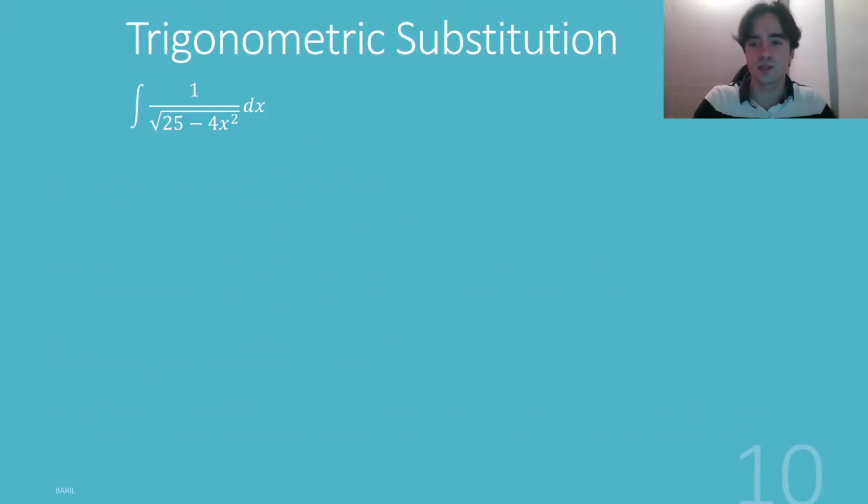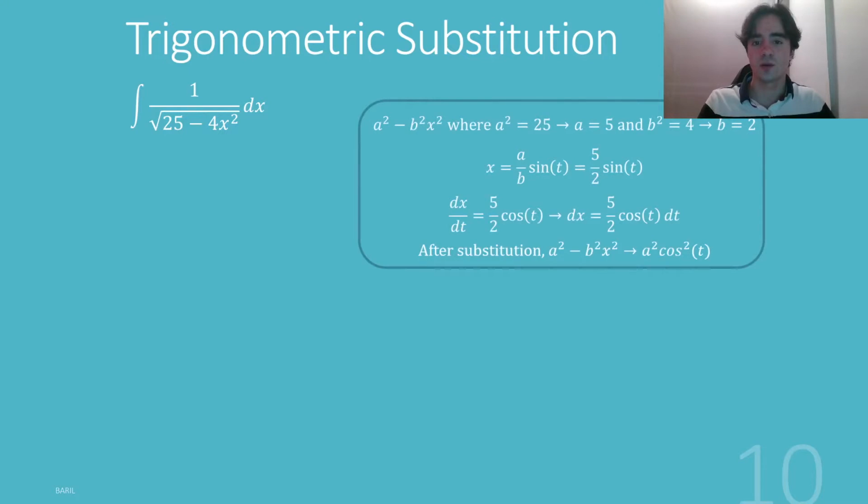So let's illustrate this with the following example. Notice that this is of the form a squared minus b squared x squared. So we'll substitute for x equals a over b sine t, which gives 5 over 2. Because a squared is 25, so a is 5, and b squared is 4, so b is 2. Now, dx over dt will give 5 over 2 cos of t, and that means that dx will be 5 over 2 cos of t times dt.